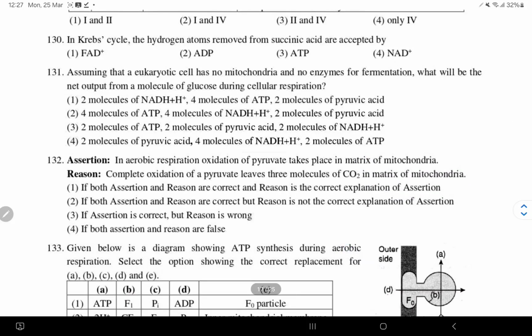In Krebs cycle, the hydrogen atoms removed from succinic acid is accepted by FAD plus, which is transformed to FADH2.